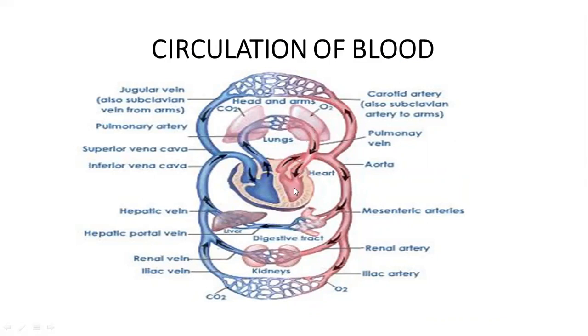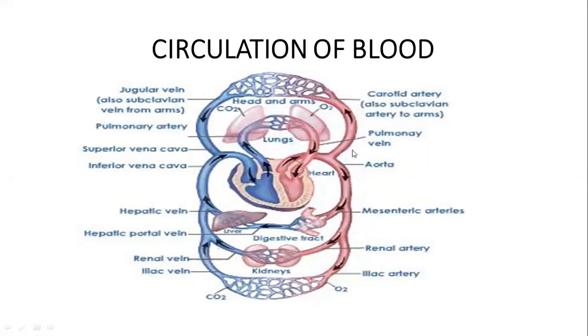Now what happens? This oxygenated blood is then transferred to all the other parts of the body by a large artery known as aorta. So arteries basically, what do they do? They take the oxygenated blood to the various parts of the body. We're going to discuss the different types of arteries.